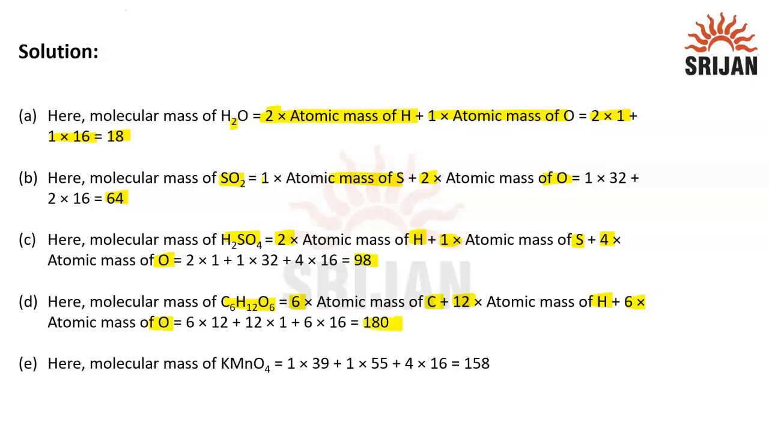Then finally we have KMnO4. We will write 1 potassium atomic mass, 1 manganese atomic mass, and then 4 oxygen atomic mass. So we will see 1 into 39 plus 1 into 55 plus 4 into 16, which is finally equal to 158. I hope it is clear to you. Thank you.